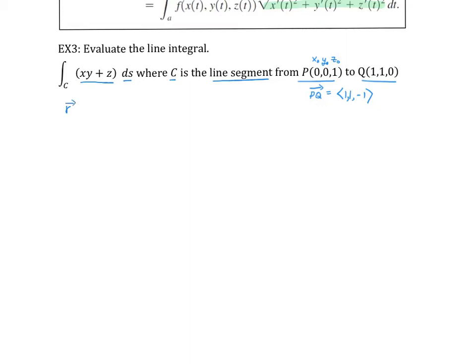My curve is then going to be my starting vector 0, 0, 1, plus t times the direction vector 1, 1, negative 1. Since this is a line segment, I have to know my starting and ending t values. So when t is equal to 0, I'm at my starting point. When t is equal to 1, I'm at my ending point 1, 1, 0.